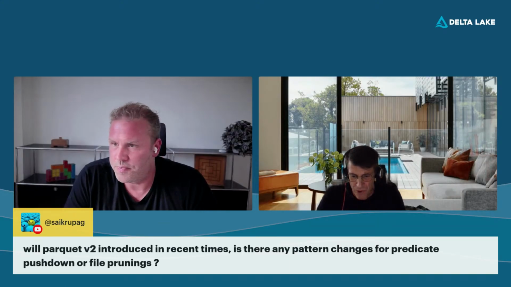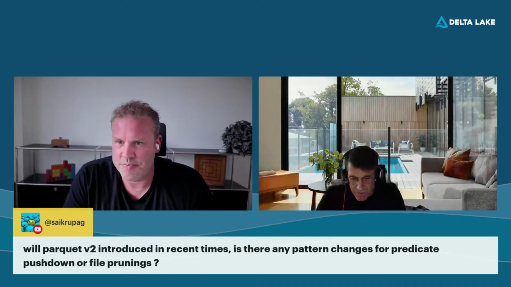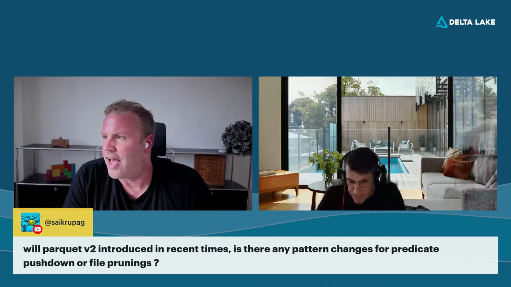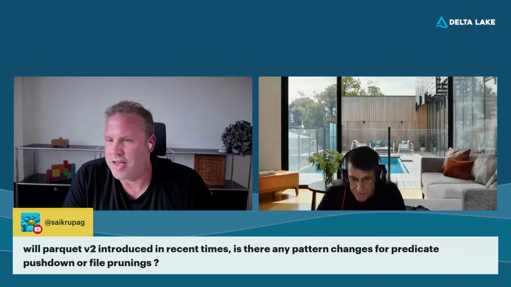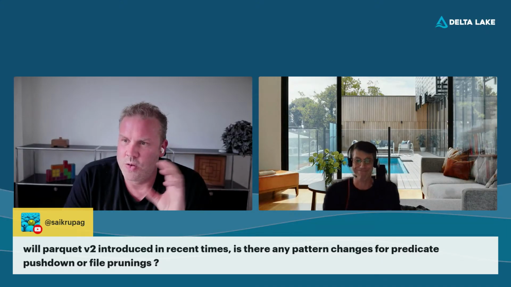We do have another question. So Christian, just tell me if you want to take that question. I think it's not quite explain related. So will Parquet v2, introduced in recent times, bring any pattern changes for predicate pushdown or file pruning? I don't know, Christian, do you want to take this, or I can field that question as well if you want? You can filter it out. I think it's not so related to that explain. No, it's not directly Delta explain related. It's also an interesting question, but please.